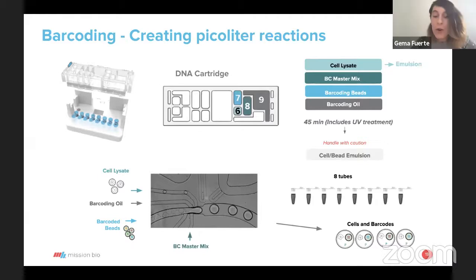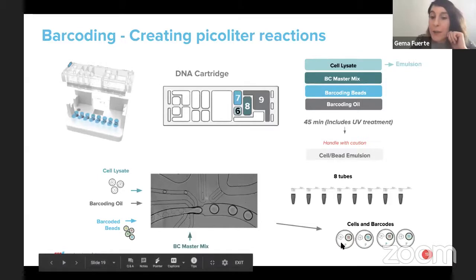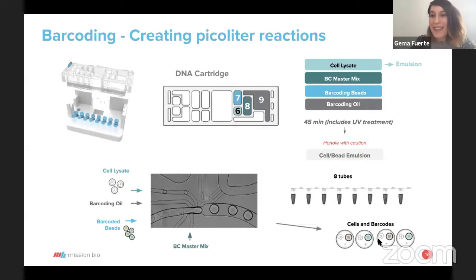Perfect, good. So after we have finished this barcoding, we have our little PCR reactors. This is super precious. At this point, you don't want to break these emulsions. You never want to break them. But of course, now you have everything you need for a successful amplification.